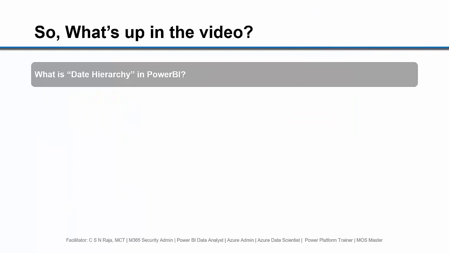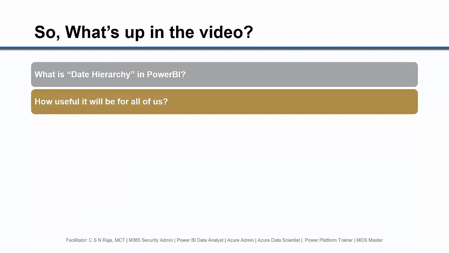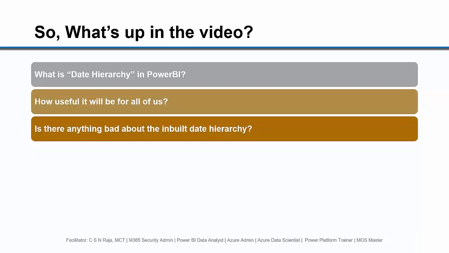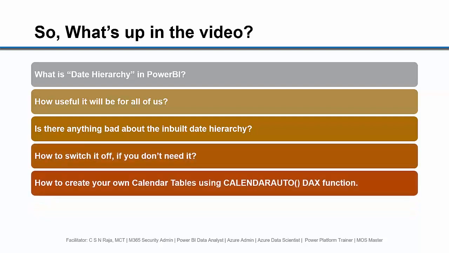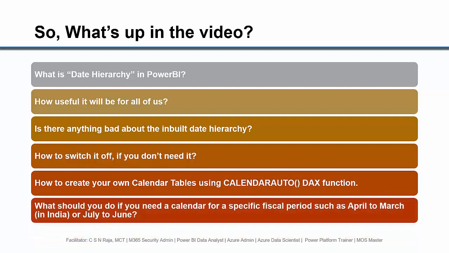What is date hierarchy in Power BI? How useful will it be for all of us? Is there anything bad about the inbuilt date hierarchy? How to switch it off if you don't need it? How to create your own calendar tables using the CALENDARAUTO DAX function? What should you do if you need a calendar for a specific fiscal period, such as April to March in India, or July to June?